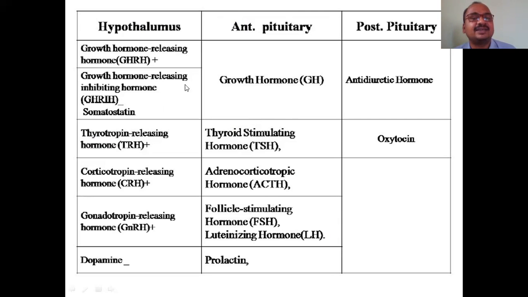Wherever releasing hormone comes, see here, growth hormone releasing hormone, not growth hormone. Growth hormone is separate. Growth hormone releasing hormone is separate. This growth hormone is secreted by the anterior pituitary. But students get confused in the examination, especially in competitive examinations. Growth hormone is from the anterior pituitary. Growth hormone releasing hormone is from the hypothalamus.